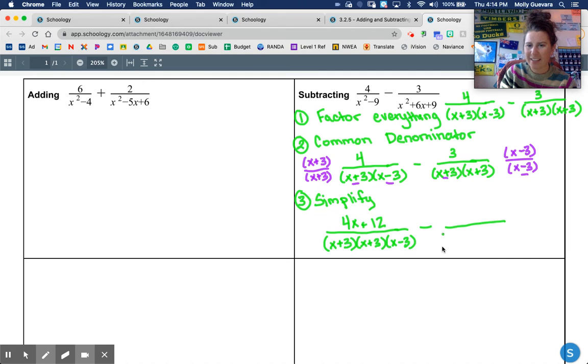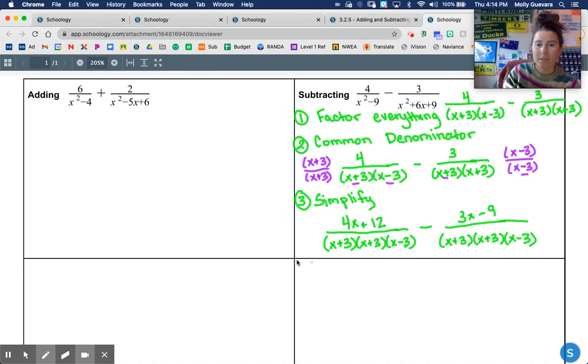And again, I like to do the bottom first just because I already know what's supposed to be there. I don't have to think about anything. I've already found my common denominator. So there's the bottom. And then the top I can distribute. So I have 3x minus 9.